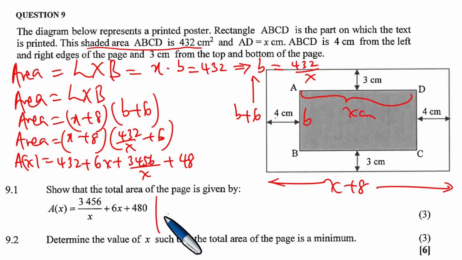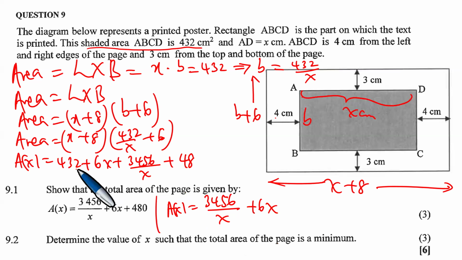What is A of X? So A of X is exactly the same as 3456 out of X. And now we have plus 6X. And then we also have 432 plus 48, which is actually 480. So this one here would give us the total area of the page, and A of X equals this. And exactly what the examiner wanted us to show there for a beautiful 3 marks, and we've shown that. I believe that this is very clear, but if there are questions, please, you can always let me know.